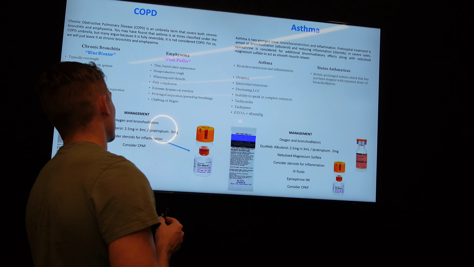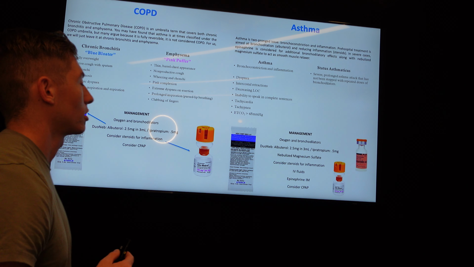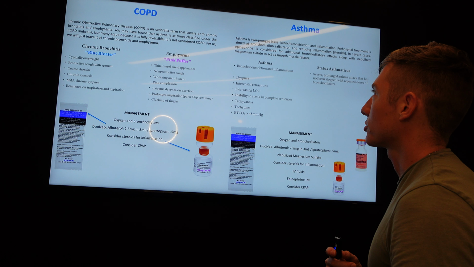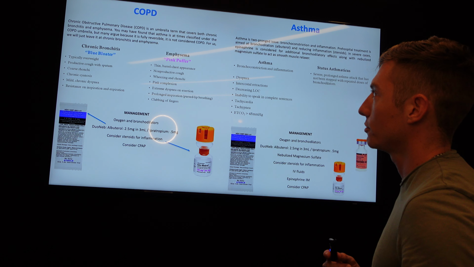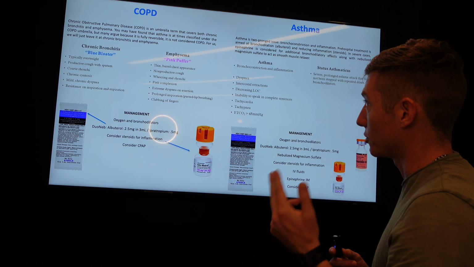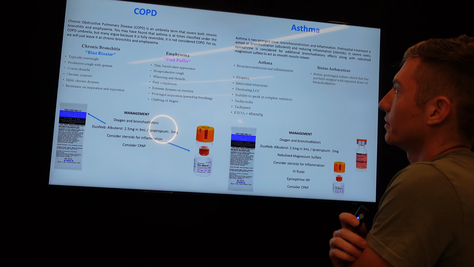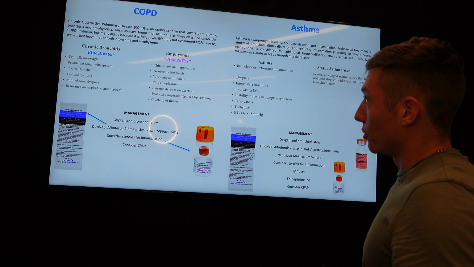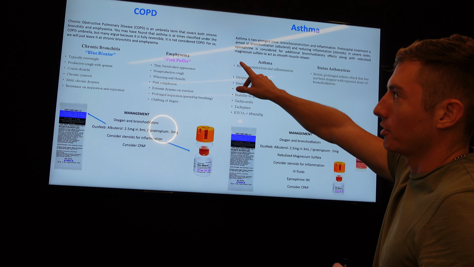COPD, chronic obstructive pulmonary disease, is an umbrella term that covers both chronic bronchitis and emphysema. You may have found that asthma is at times classified under the COPD umbrella, but many argue that because it is fully reversible, it is not considered COPD. For us, we're just going to leave it at chronic bronchitis and emphysema. So you have two different types: chronic bronchitis and emphysema.